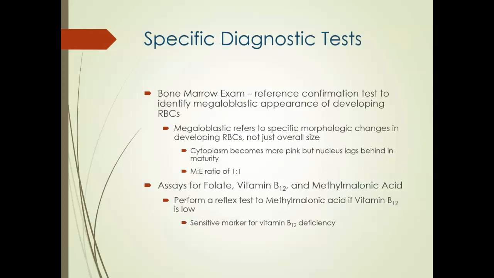We have some more specific diagnostic tests. A bone marrow exam can help us identify developing RBCs and issues we may have with them. So if somebody has megaloblastic issues, this refers to the specific morphological changes, not just the overall size. The cytoplasm becomes more pink, and the nucleus lags behind in maturity. We see an ME ratio, which is myeloid to erythroid ratio, of 1:1. The assays for folate, B12, and methylmalonic acid are also done. These are very sensitive markers for vitamin B12 deficiency, the methylmalonic acid.